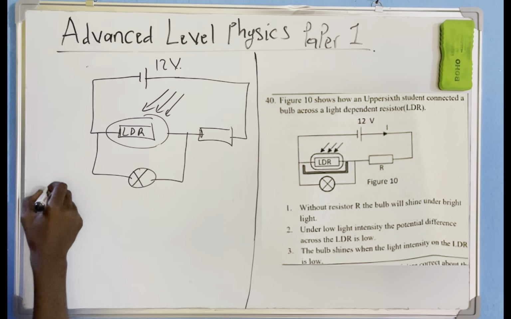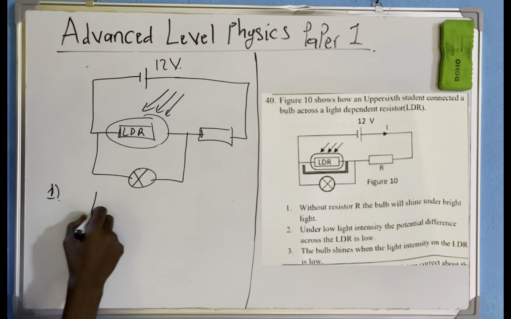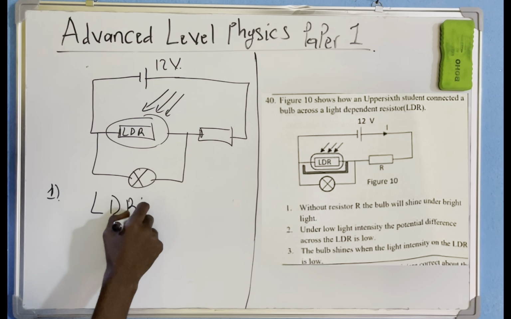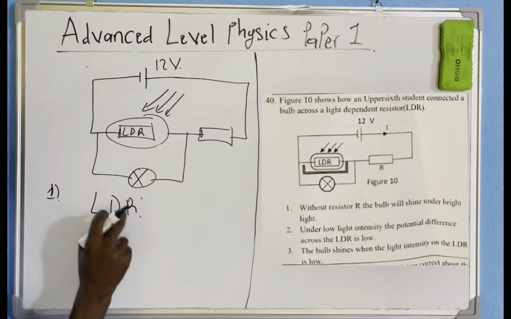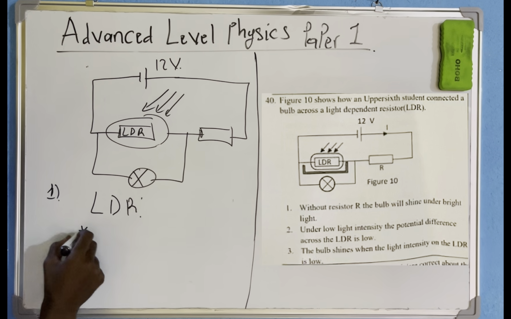Okay, now the first statement. We are having this circuit. The first statement is, without resistance R, the bulb will shine under bright light. The first thing you should know is, what is the meaning of LDR? LDR means light dependent resistor. Are we together?